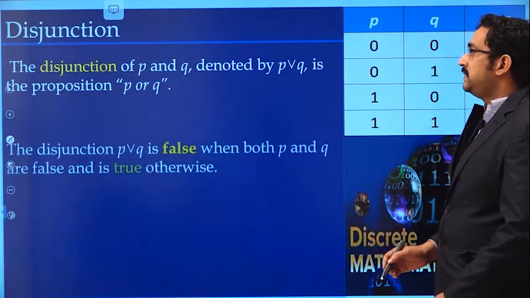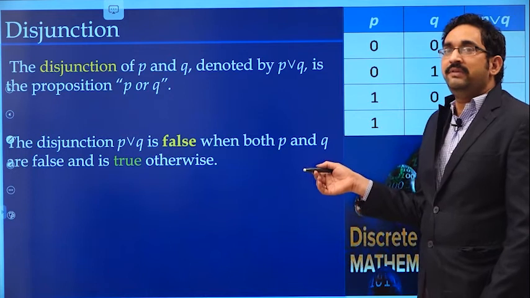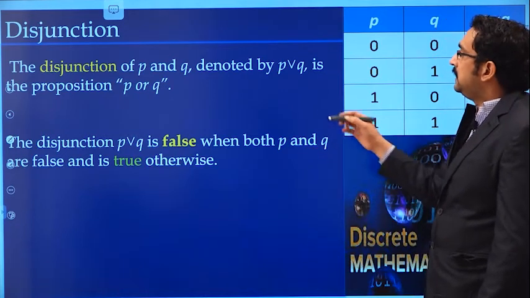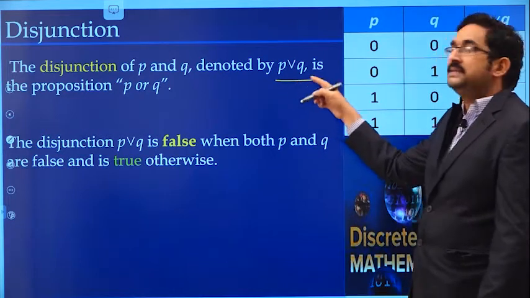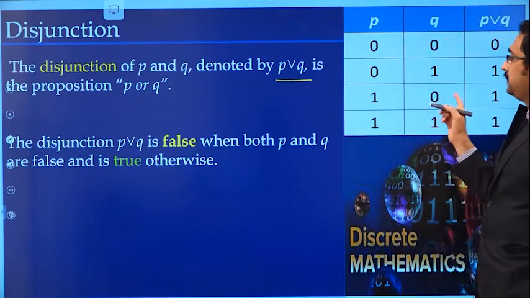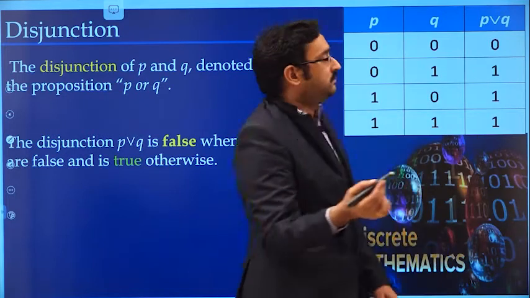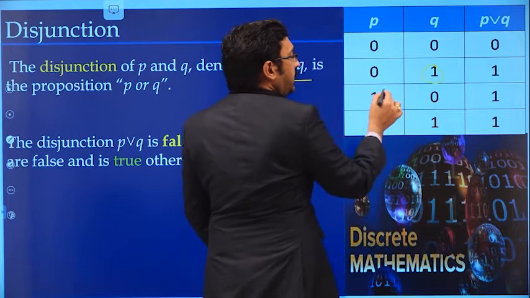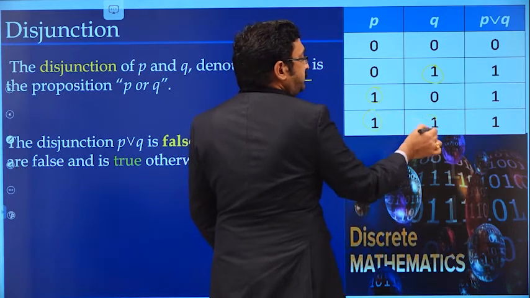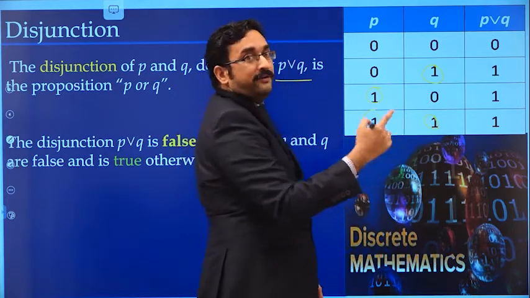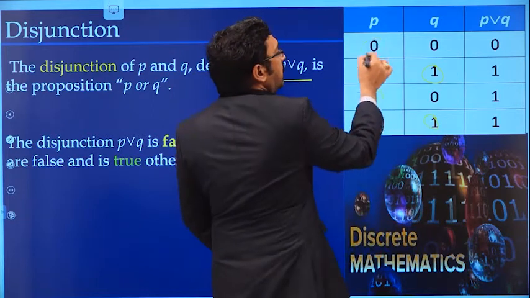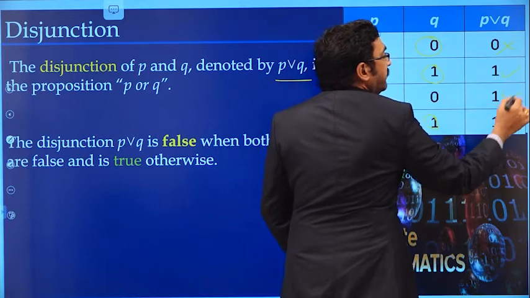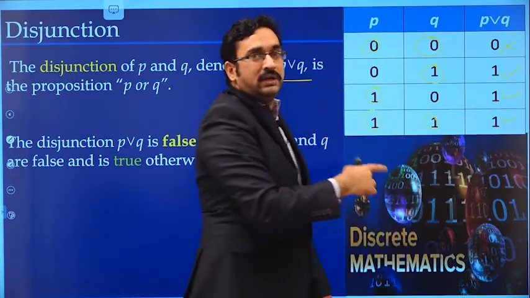Next we will discuss disjunction. The conjunction will be true only when both P and Q are true. Similar to that, disjunction is denoted by P ∨ Q. According to the table, we can understand that disjunction will be true if at least one of P and Q is true. And disjunction will be false only when both P and Q are false. In that case only disjunction is false. In all remaining cases, disjunction is true.